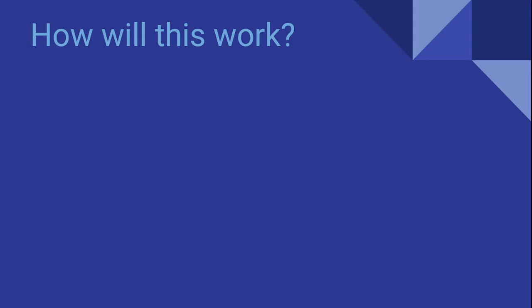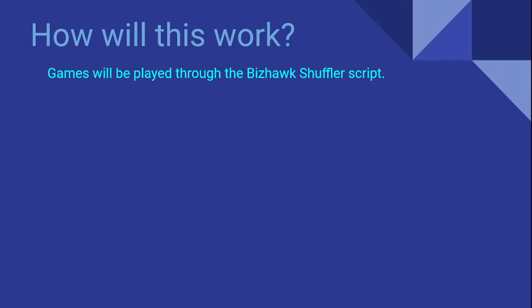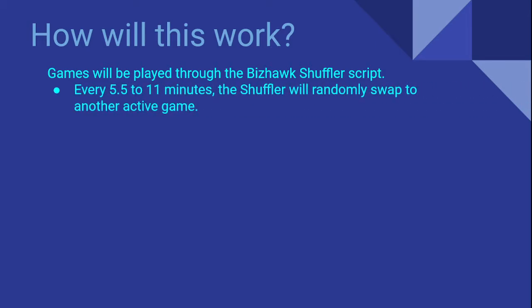So, we'll go straight to the point on this. How it's gonna work is, you know how the shuffler is, you've seen it before, but the games are played through a script on the BizHawk emulator. And I'm going to set a timer so that every 5.5 to 11 minutes, the shuffler is going to randomly swap to another active game.